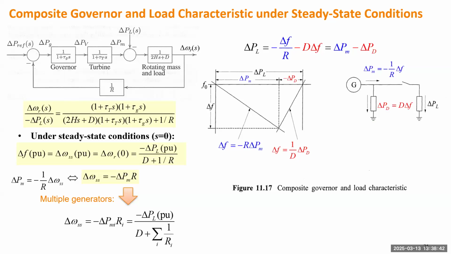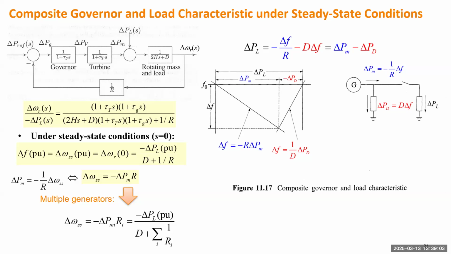If I visualize using those two figures from Kundur's book, I have a generator that supplies power. There could be two types of load. The first type of load depends on the frequency. It's linearly depending on the frequency deviation, and the second part doesn't depend on frequency.